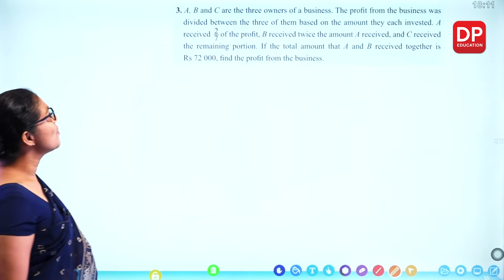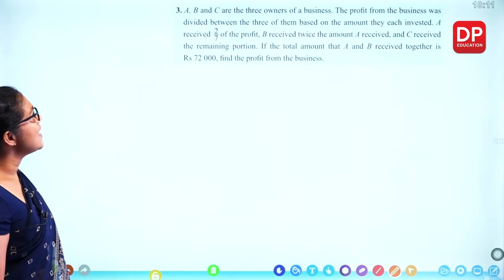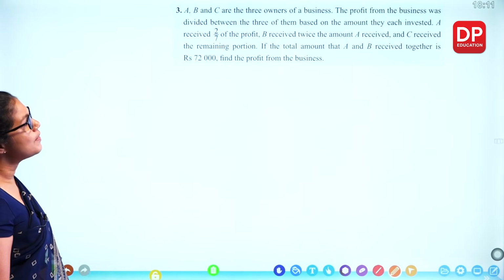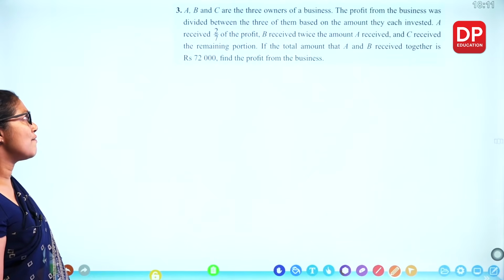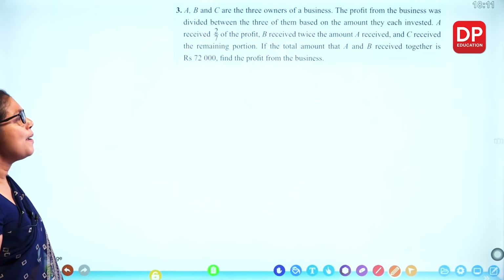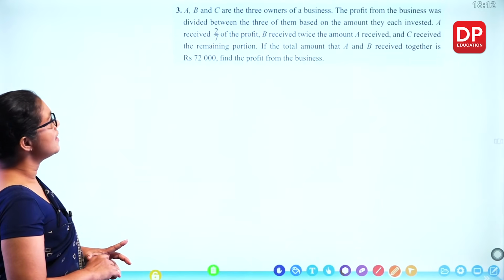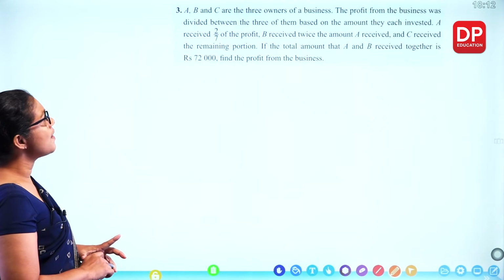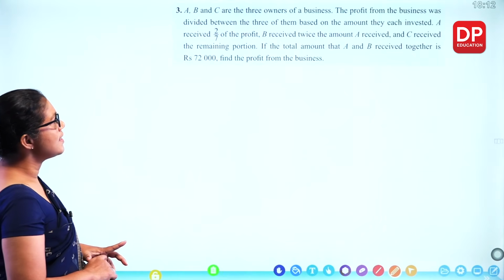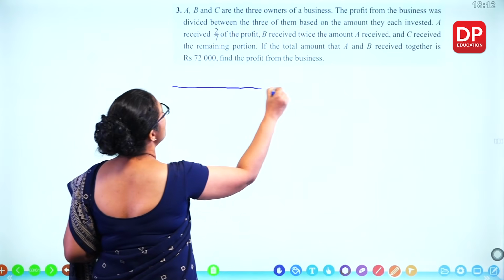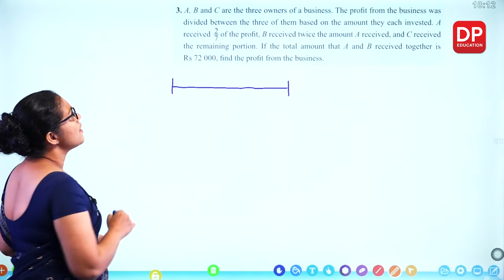We'll take the third question. So here it says A, B and C are the 3 owners of a business. The profit from the business was divided between the 3 of them based on the amount they each invested. A received 2/7 of the profit. B received twice the amount A received. So we'll try to draw a diagram and figure it out.